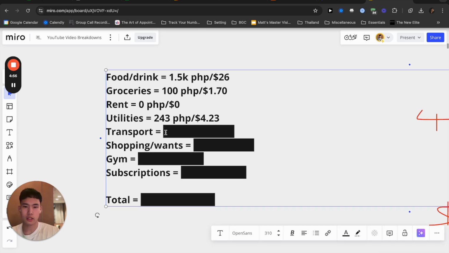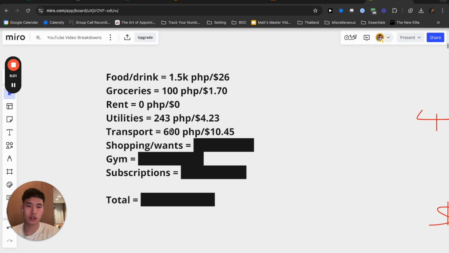Now, in terms of transport, what I usually spend is 600 pesos per day, or $10.45. There are two ways you can get around in Manila, or in Philippines. It is by joyride, or it is by Grab. Now Grab, like I said, it's like the Uber of Philippines. And it's still pretty good, you know. It's pretty cheap compared to the West. In the West, it'd probably be like $40 for a 15 to 20 minute car ride. But here, it's pretty cheap.